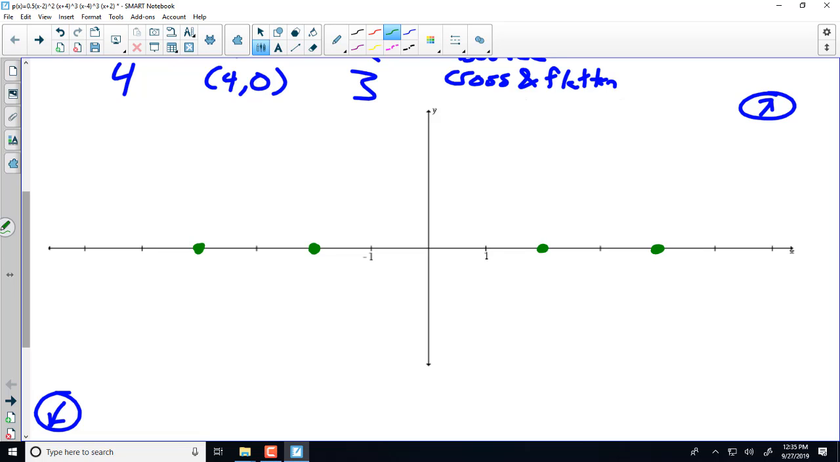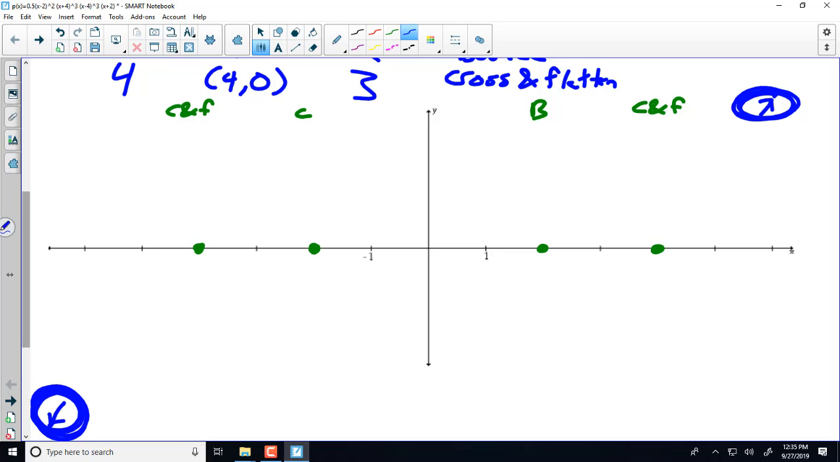Okay, now I'll have to do the behavior for each one. So at -4, we're going to do a cross and flatten. At -2, we're just going to do a cross. At 2, we're going to do a bounce. And at 4, we're going to do a cross and flatten. So because of this arrow down here, I'm going to start my graph down here below the x-axis and do the appropriate behavior at each x-intercept before exiting up here.